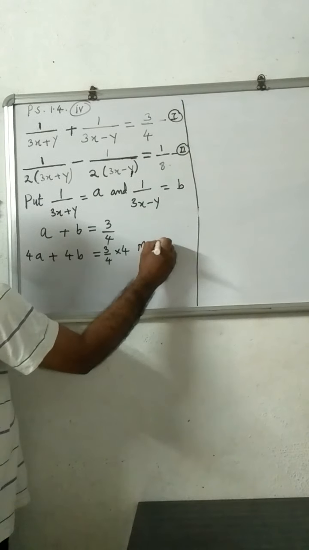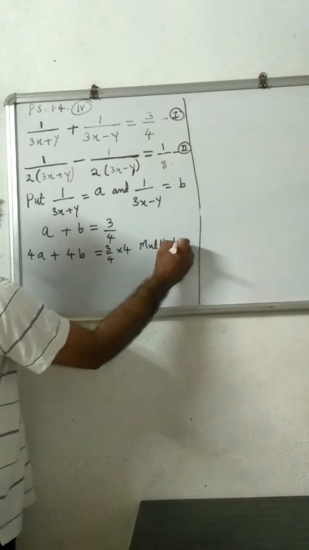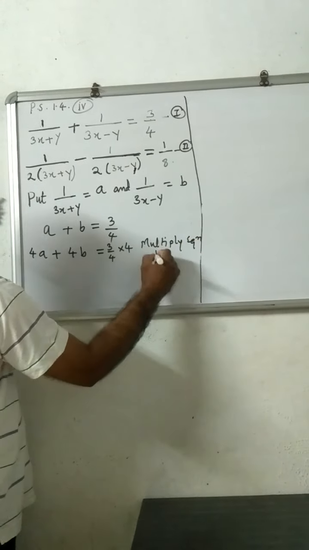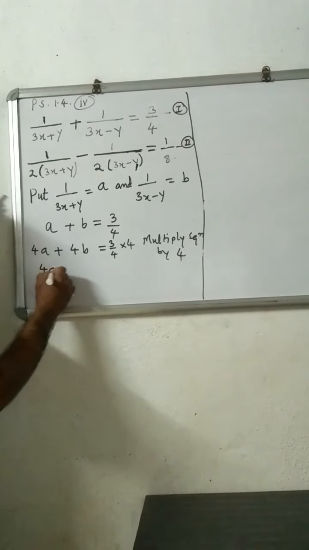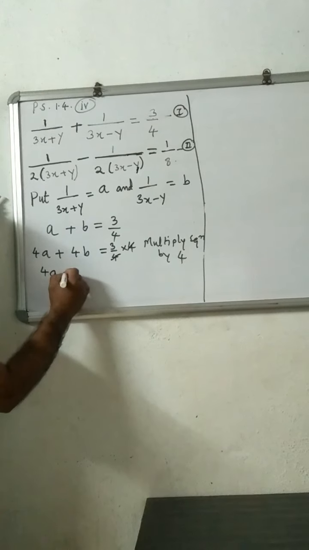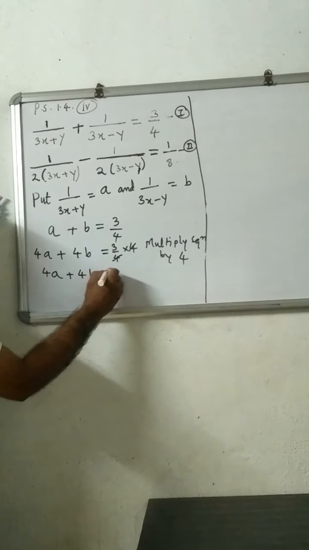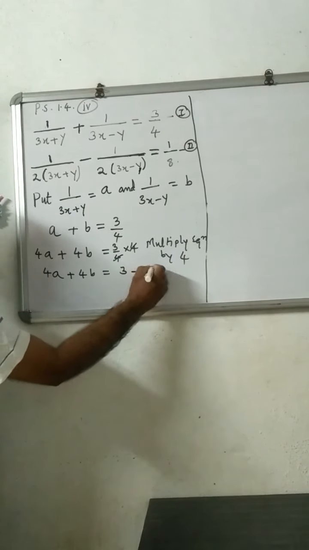Multiply the equation by 4. So the equation you will get here, 4 will get cancelled. 4a plus 4b is equal to 3. Equation number 1.